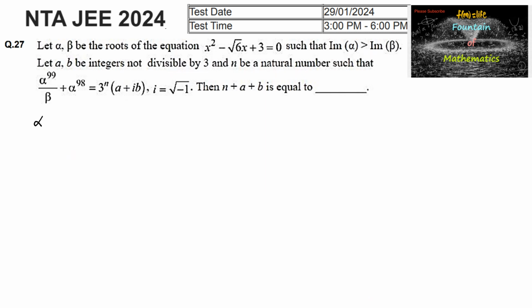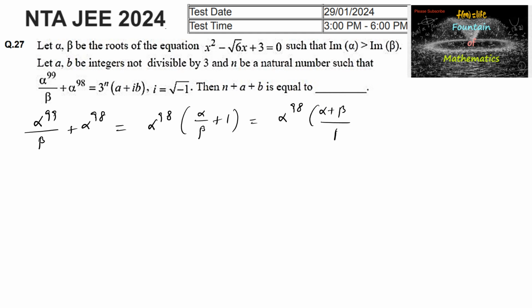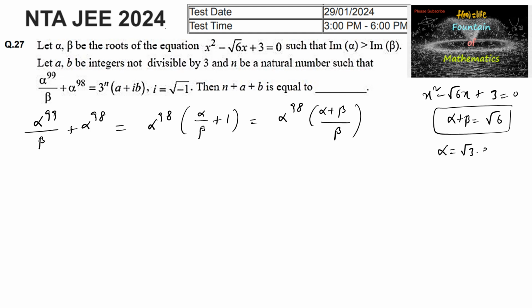Now consider alpha power 99 upon beta plus alpha power 98, which is equal to, by taking alpha power 98 common, alpha power 98 times alpha upon beta plus 1, that is alpha power 98 times alpha plus beta upon beta. And we know that from the quadratic equation x square minus root 6x plus 3 is equal to 0, when alpha and beta are the roots, the sum of the roots is equal to minus b by a, which is root 6. And also we got alpha is equal to root 3 e to the power of i pi by 4, and beta is equal to root 3 times e to the power minus i pi by 4.